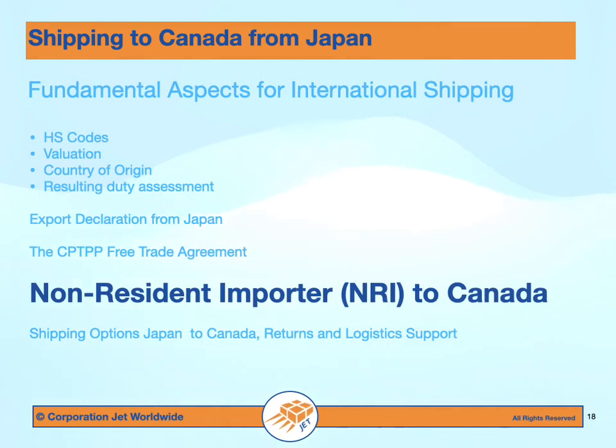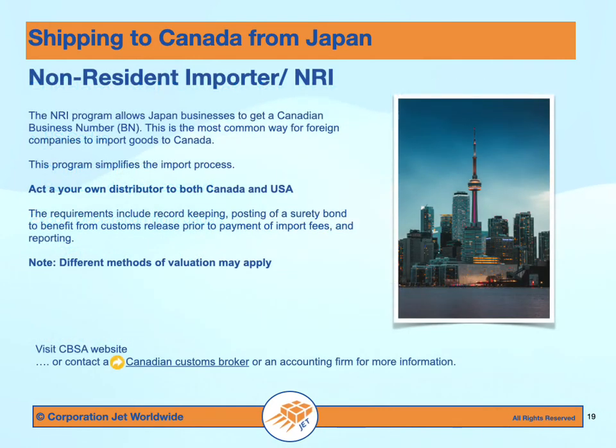Non-resident importer program to Canada. The NRI program allows Japanese businesses to get a Canadian business number. Essentially, you can act as your own distributor to Canada. The requirements include record keeping and posting of a surety bond.